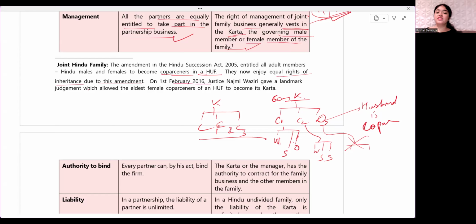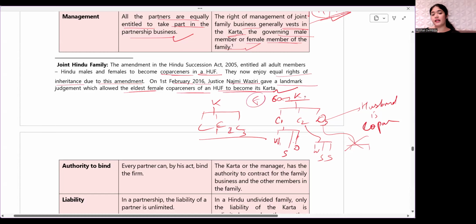On 1st February 2016, Justice Najmi Waziri gave a landmark judgment which allowed the eldest female co-partner of an HUF to become a karta. If this person, aged 60 years, is a female, and the male has died, she can also become the karta. From 2016, under the judgment given by Najmi Waziri, the female co-partner can also become a karta. Okay? Not very relevant for your examination, you just need to know about it.